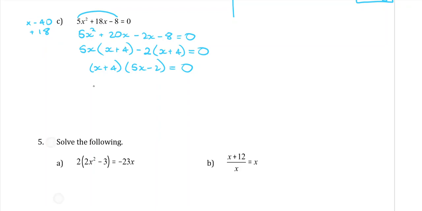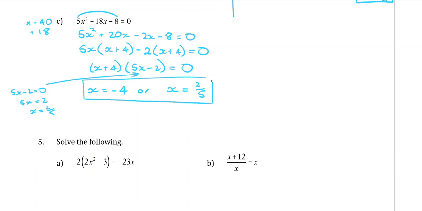Using null factor, we're going to get x equals negative 4 from the first bracket, or x equals 2/5 from the second bracket. I've done that without any working out this time, but remember that you could, if you needed to, take this bracket and say 5x minus 2 equals 0, which means 5x equals 2, or x is equal to 2 over 5. If you still need to do that working out, that is fine.